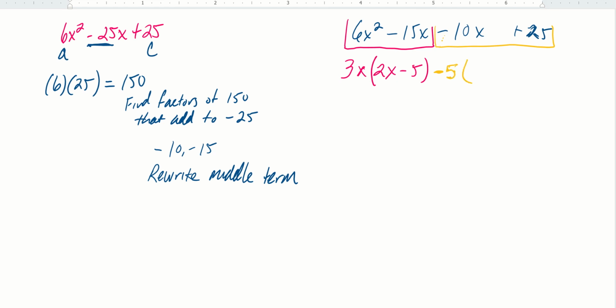And then we are going to divide each term by negative 5. So negative 10x divided by negative 5 is 2x. 25 divided by negative 5 is negative 5. You'll know you did this right if what you see in the parentheses is identical.